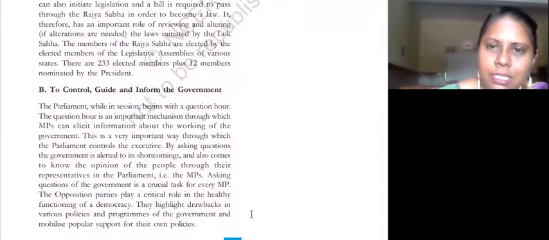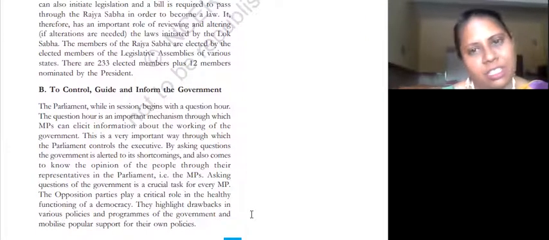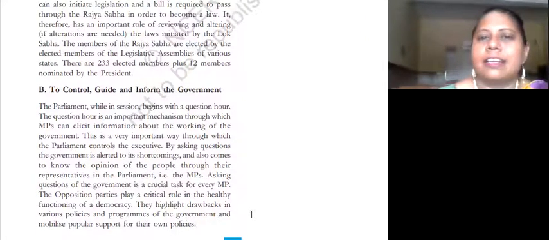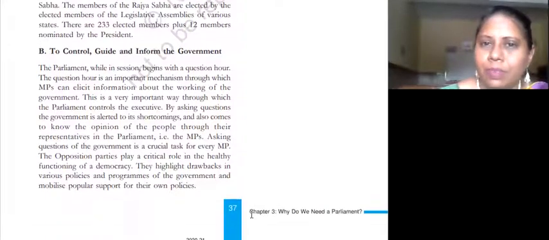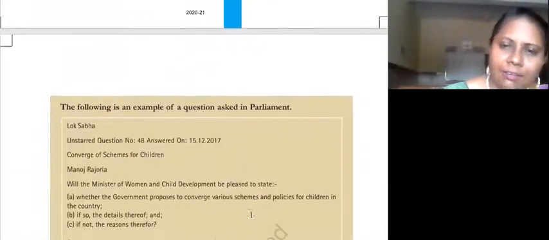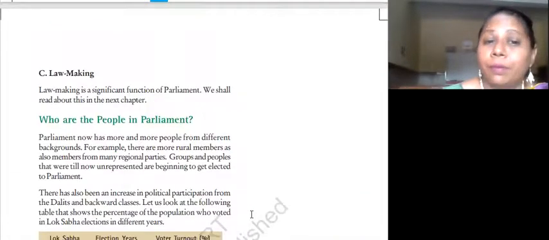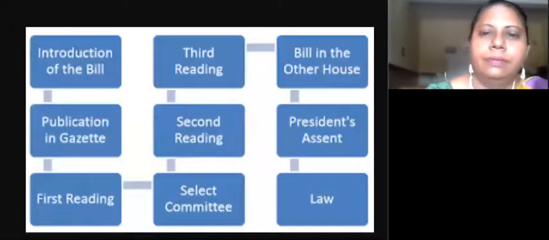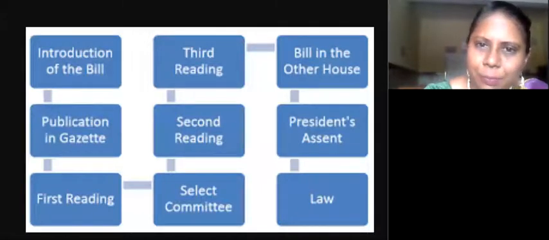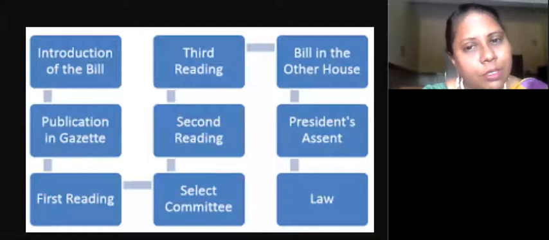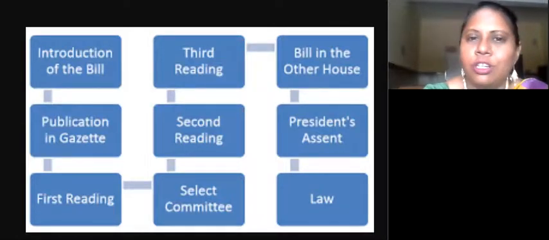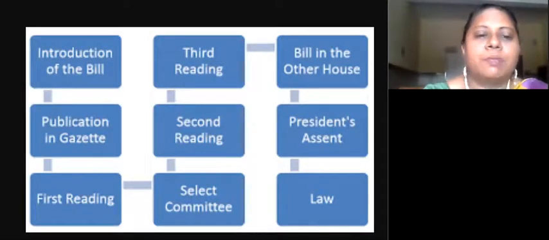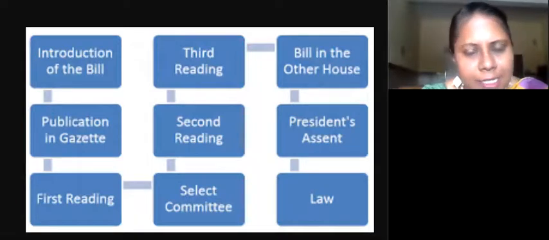Both the houses, in their sittings, in their sessions, sit and discuss various things. The third function which they have is the lawmaking process. Now, as you can see here, the lawmaking process in India. First is the introduction of the bill. It is published in the Gazette. Gazette is a newspaper.